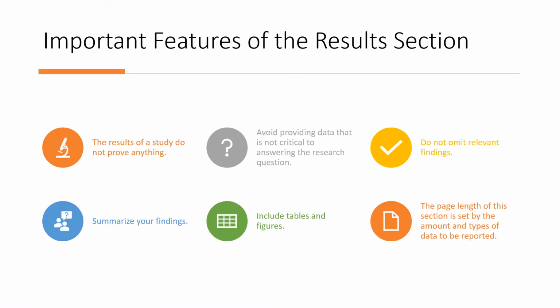So here's some important features of the results section that I'll talk about in detail. So results of a study do not prove anything. Avoid providing data that is not critical to answering the research question, but do not omit relevant findings. Summarize your findings, include tables and figures, and we'll talk a little bit about page length.